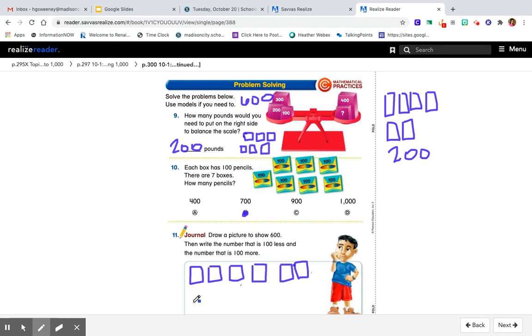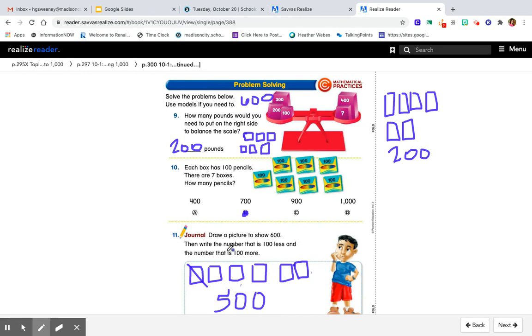Now it says write the number that's 100 less. Okay, well, that means if I take 1 away. So if I take 1 away, let's count how many I have. 1, 2, 3, 4, 5. That's 500. My 5 looks a little wonky.